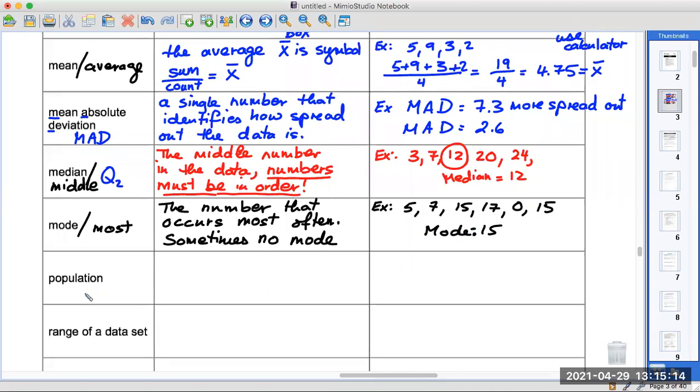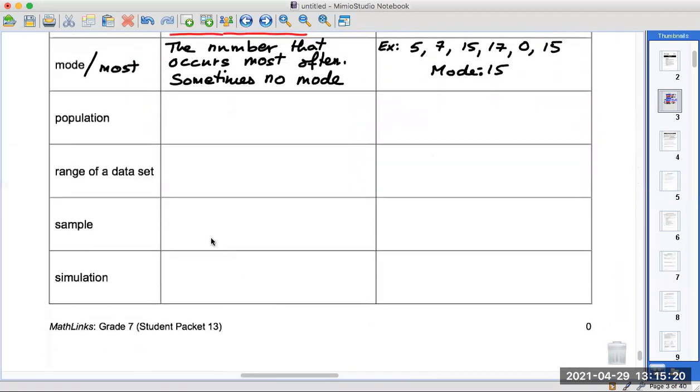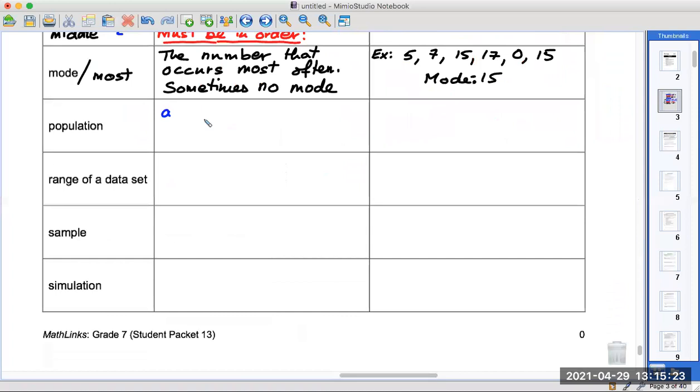Okay, population. Population is a group of objects. Sometimes it's people. Any group.